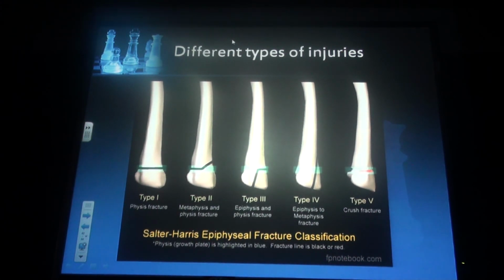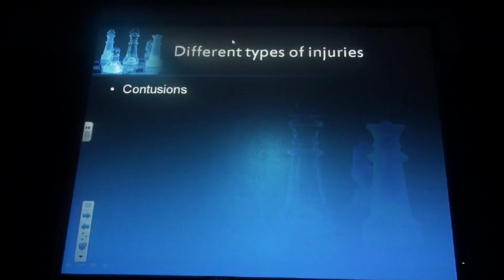So meaning these are Salter-Harris. I'm not going to spend a lot of time on this. It's kind of in depth, but basically knowing that fractures through the growth plate are Salter-Harris fractures.